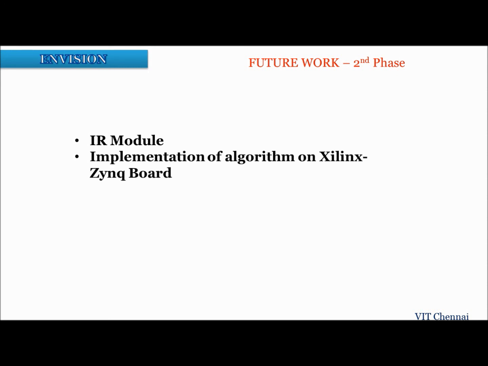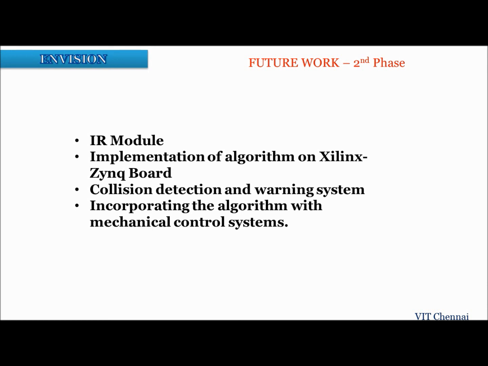These are the accomplishments so far. In the second phase of the project, we will be incorporating the IR module to detect humans or animals on road and the proximity detection as well. The code will be implemented on the Zynq board by Xilinx. Collision detection and warning system will be added, and the whole algorithm will be mechanized using proper control systems.